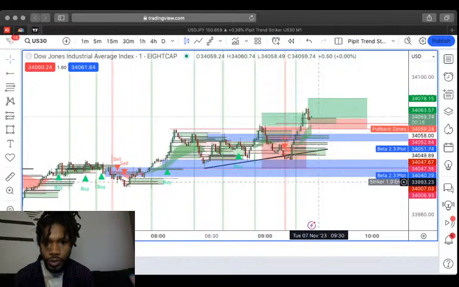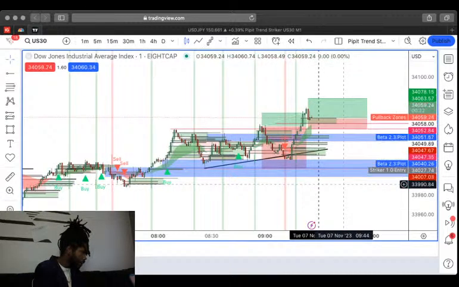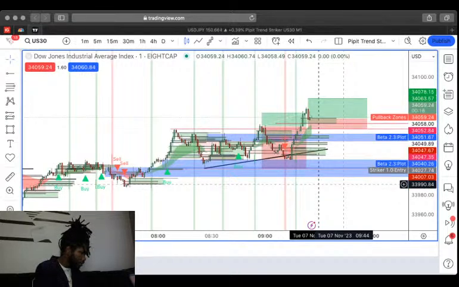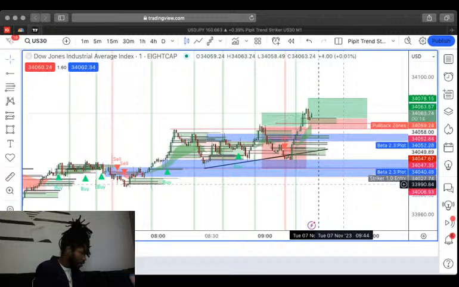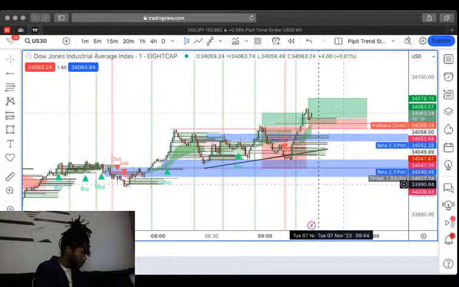Market opens in 4 minutes. Actually, I am not feeling this. Let's see what we can get out of U30. Can we get anything out of U30? We get a push to the upside. Alright, let's get this push to the upside.